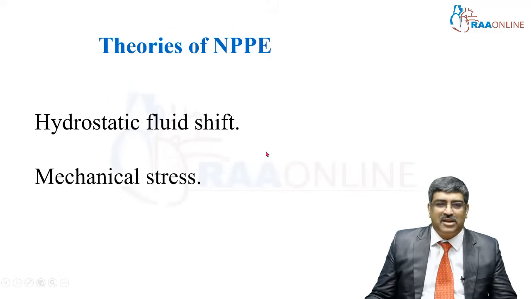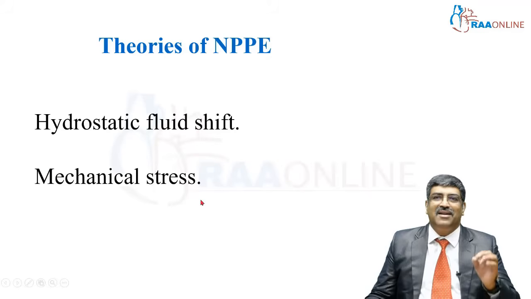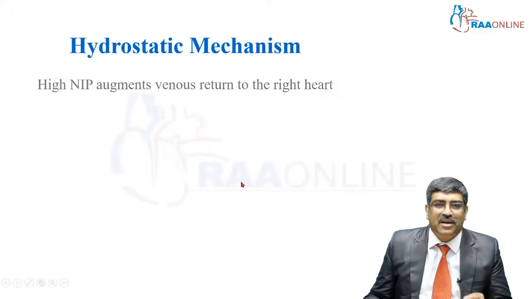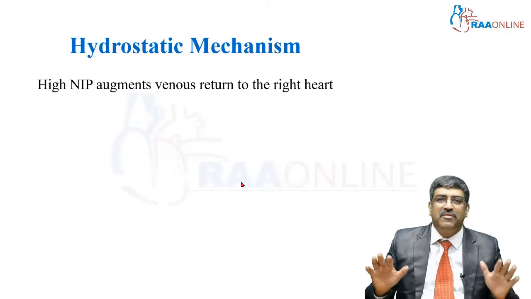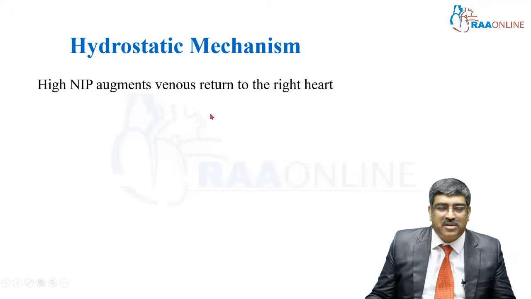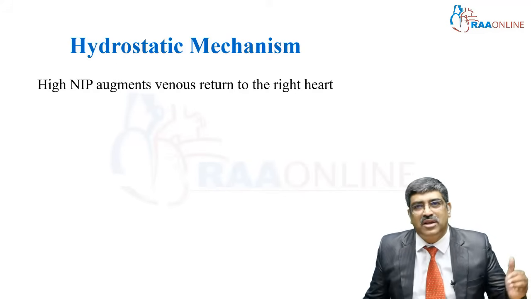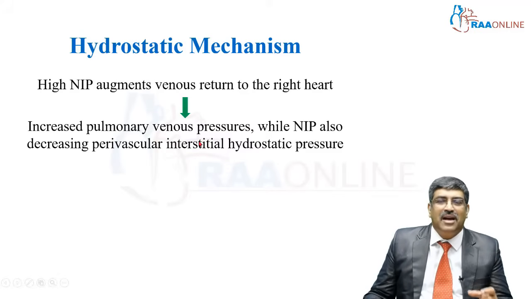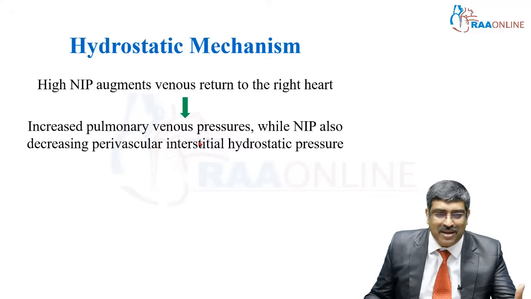There are two theories. One is the hydrostatic fluid shift theory and another one is the mechanical stress theory. Coming to the hydrostatic mechanism. Here, due to obstruction, there is a high negative intrathoracic pressure. This high negative intrathoracic pressure augments the venous return to the right side of the heart. So, there is an increased venous return. This increased venous return increases the pulmonary venous pressure, which in turn increases the pulmonary capillary hydrostatic pressure.